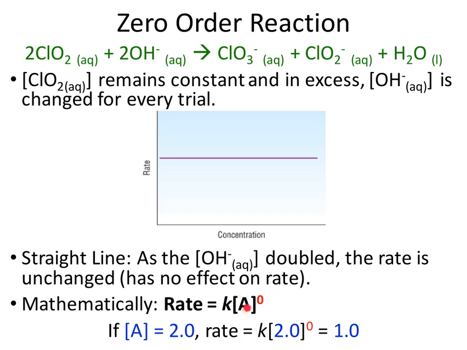Mathematically, this is expressed using an exponent of 0, meaning that no matter what we do to our concentration of this reactant, in this case our A represents our OH, the rate will not actually change.